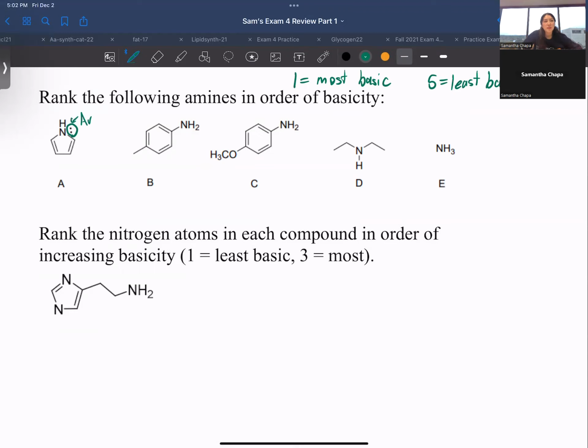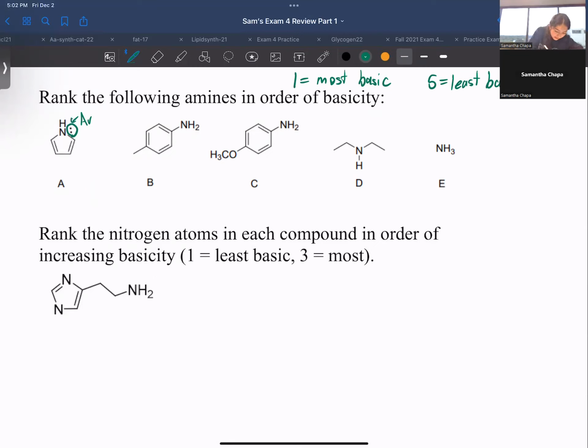So when you are basic, you want to grab onto a proton, but if this were to grab onto a proton, it would break aromaticity. It would only have 4 pi electrons, and you would not fulfill Huckel's rule. And so this is very acidic, and this is not basic at all. So I'm going to put that this is the least basic amine.